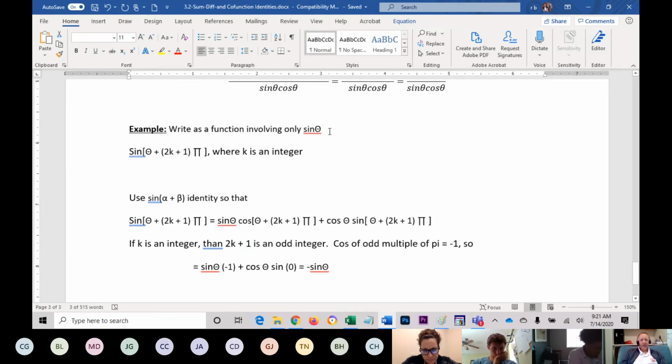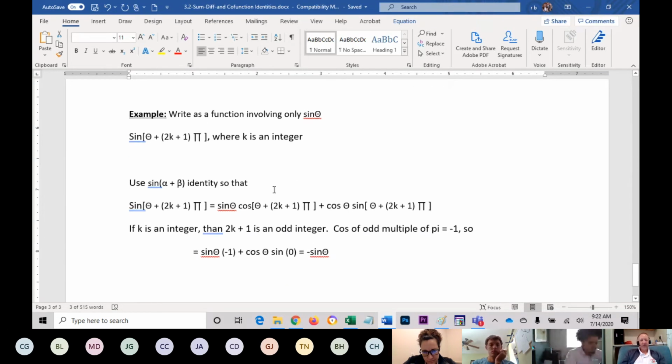Write as a function using only the sine of theta: the sine of theta plus 2k plus 1 pi, where k is an integer. This one's going to be a little bit tough, and we've only got 3 minutes left. So I'm going to read my notes here. We're going to use the sine of alpha plus beta identity. We're going to treat theta as your alpha and this whole big thing as your beta.